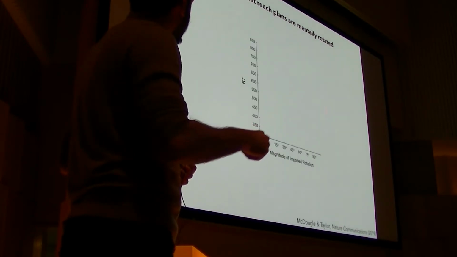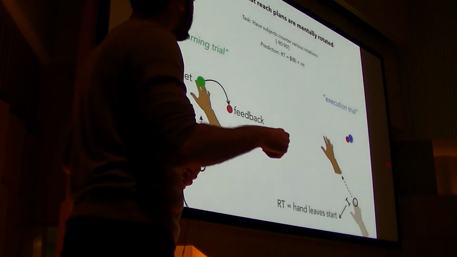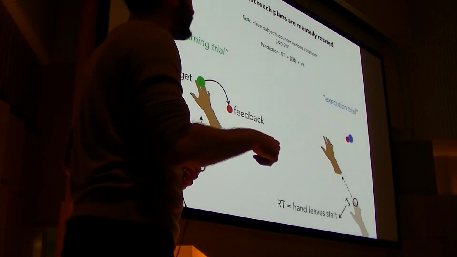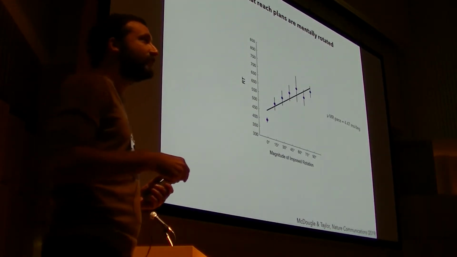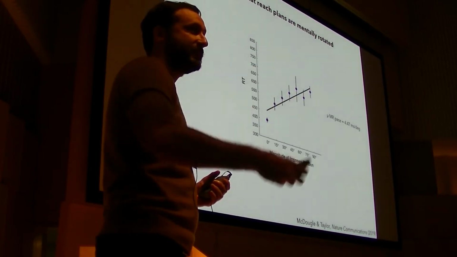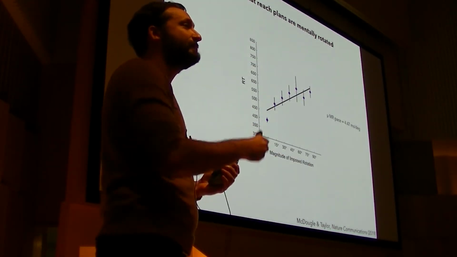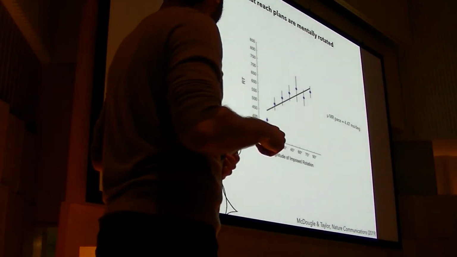Now what we see is that if we change the magnitude of the rotation on this trial, and then measure the reaction time on the following trial, we get this linear function. It really looks a lot like what we see with the abstract visual task, but now in the domain of replanning a movement relative to a target, which we thought was pretty nifty.